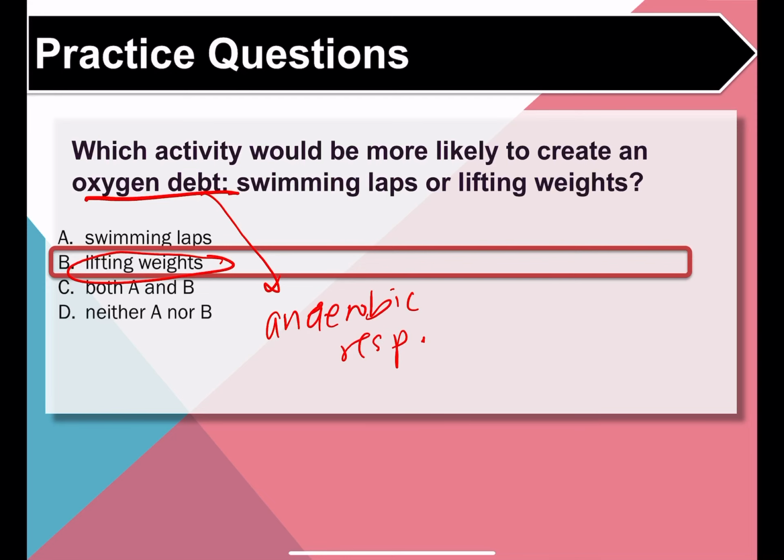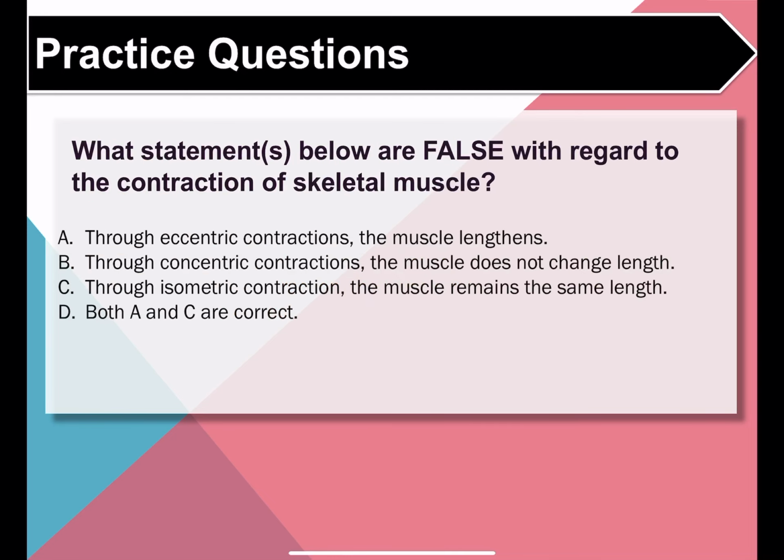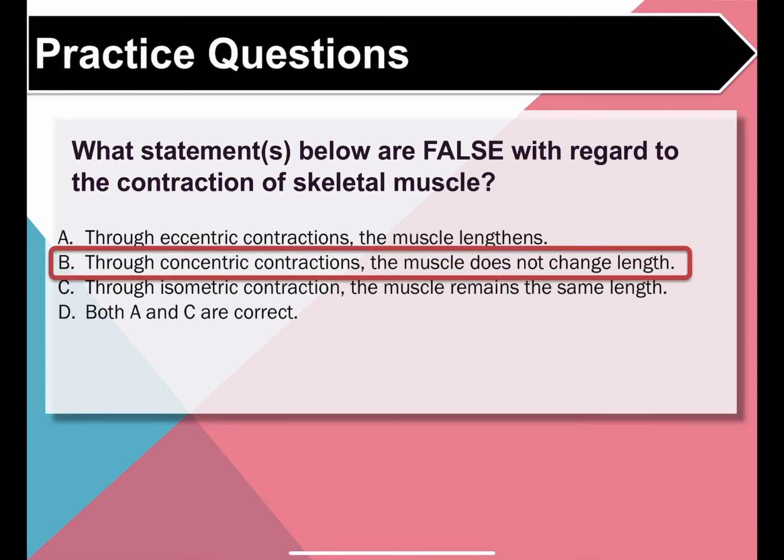What statement below is false with regard to contraction of skeletal muscles? Through concentric contractions, muscle does not change in length. That is not true. Concentric means it gets shorter. Eccentric means it gets longer. Think of eccentric for elongation. Concentric, something more concentrated, so shorter, okay? And isometric is when it doesn't change in length.